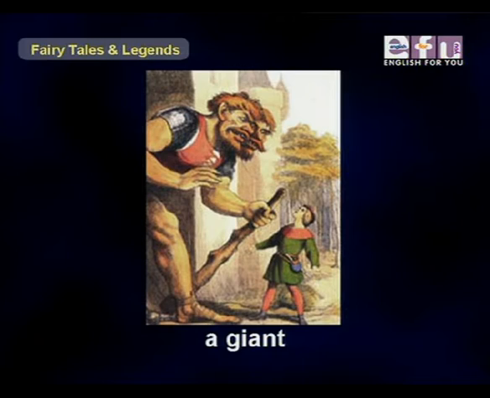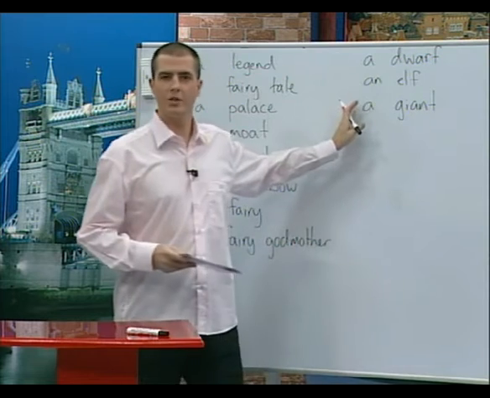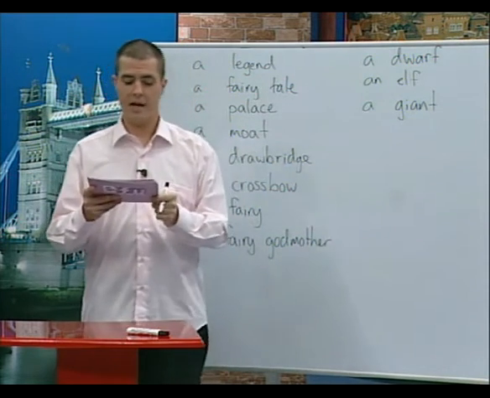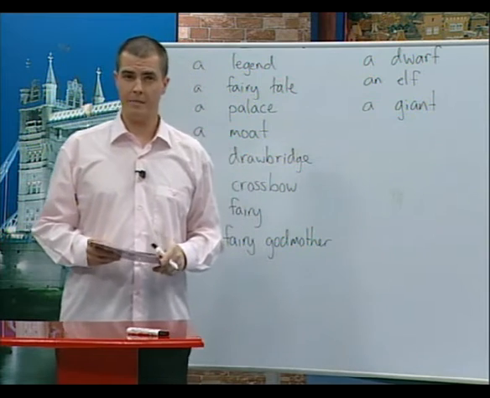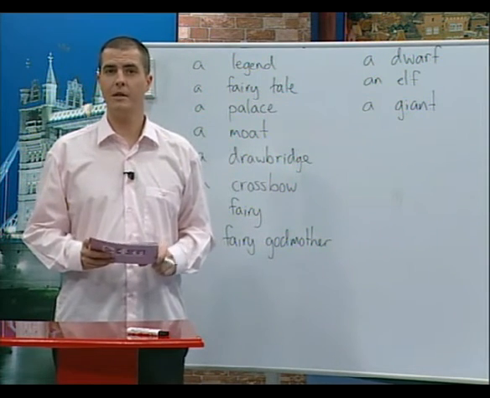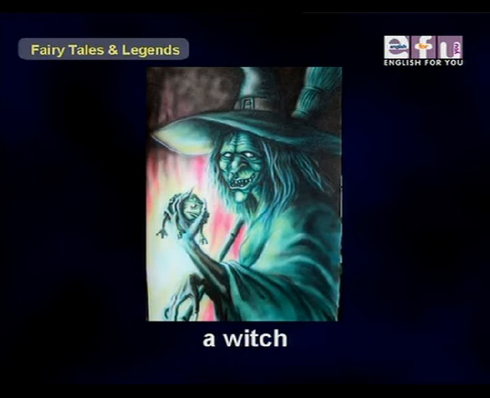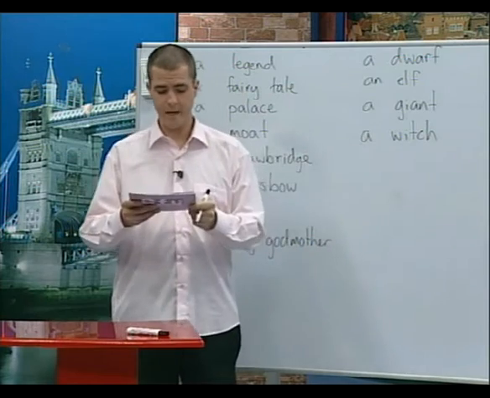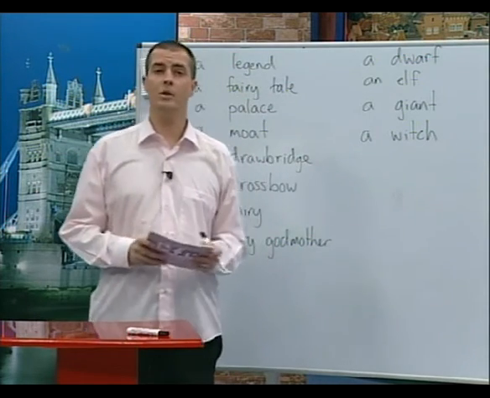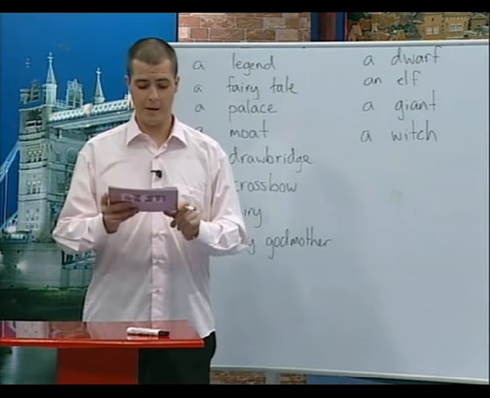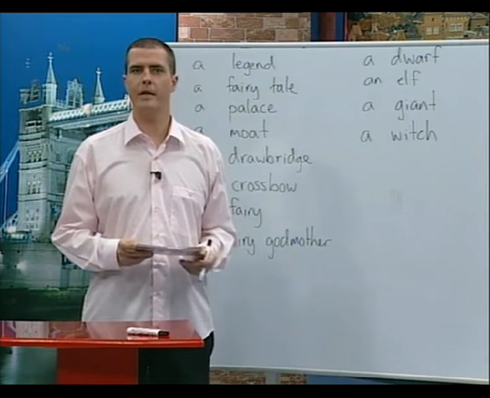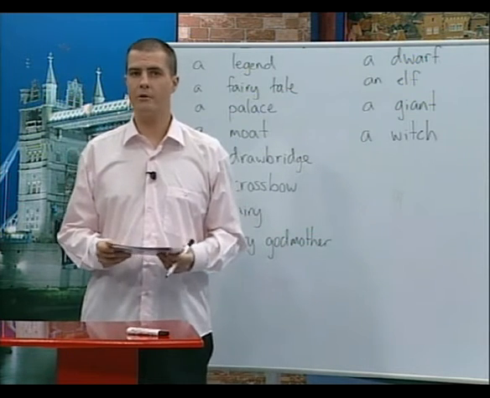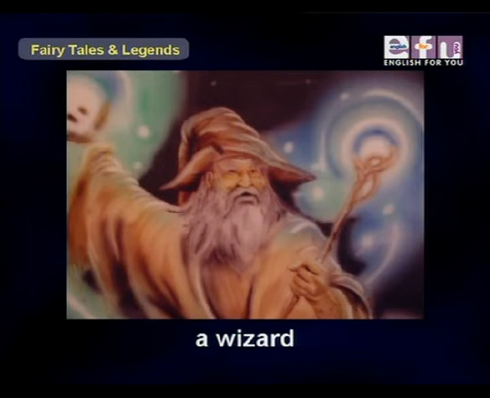An elf. An elf is an imaginary creature that looks like a small man with pointed ears. And a giant. A giant is a big, tall man, and he is often bad or cruel. A witch. A witch is an old woman who is supposed to have magical powers, especially to do bad things. And a witch rides around on a broom.